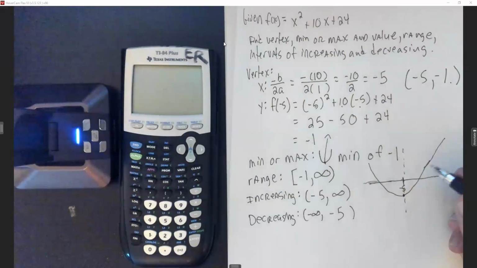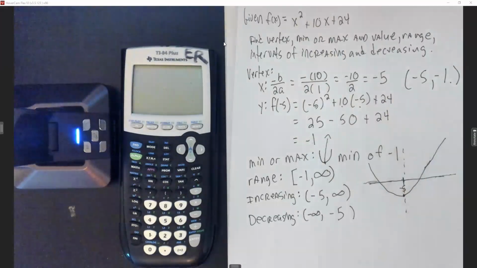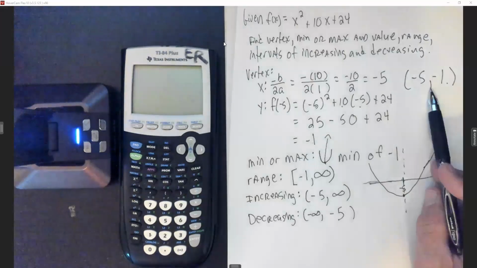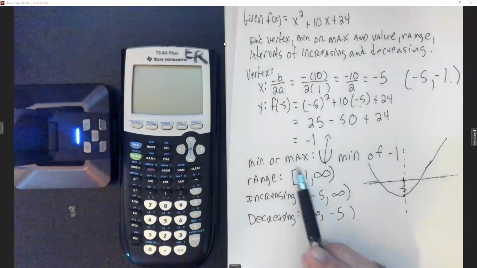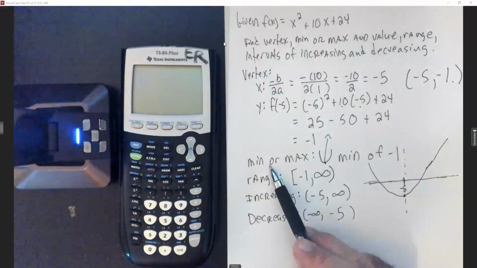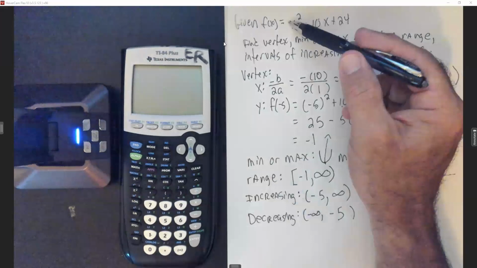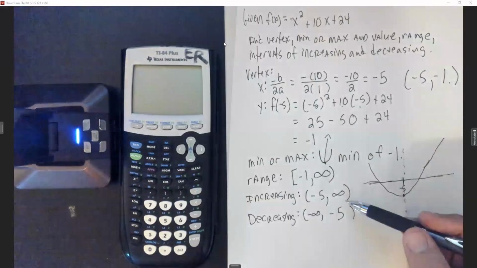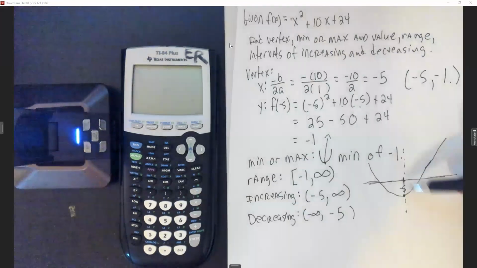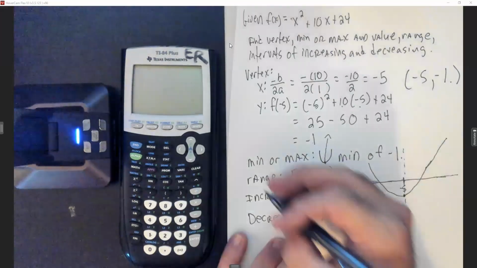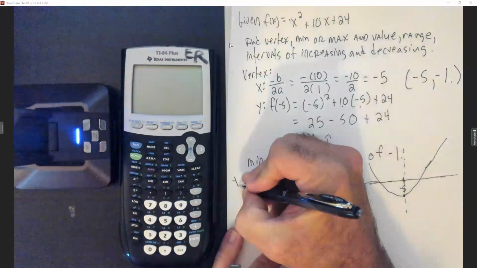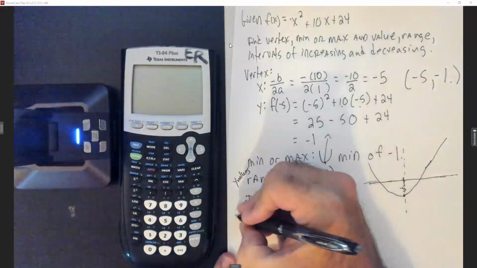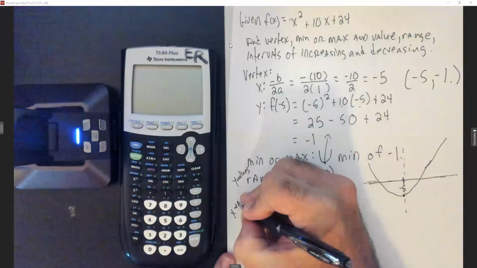And then let's see, that was it on that, okay? So we had a vertex. Then we said we had a minimum value because the vertex was positive, the x value gave it that value of negative 1. And then we had to find the range, which was the y values. So remember, the range deals with y values. The increasing and decreasing deals with the x values. Okay?